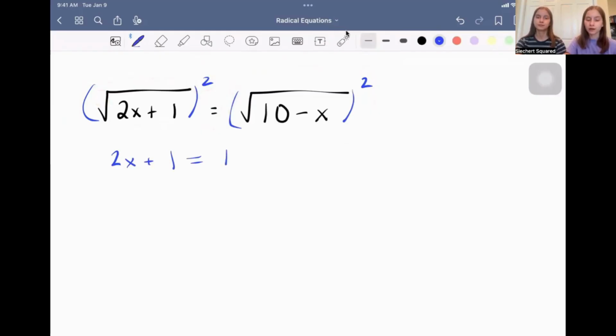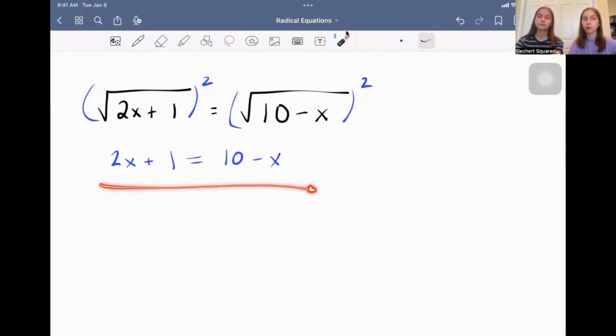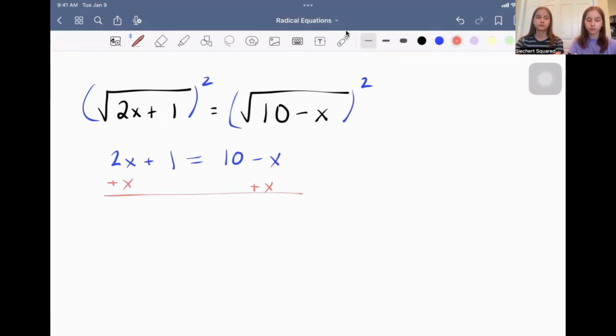And on the right side, we're now going to have the 10 minus the x. At this point, we don't have any more radicals. It now turns into a normal equation that you can solve. So you could solve this a few different ways. Let's say you want to move the x on over. So we have a 3x, and then we solve everything else. We can move the 1. And now we have 3x equals 9. So x is going to end up giving us a 3.